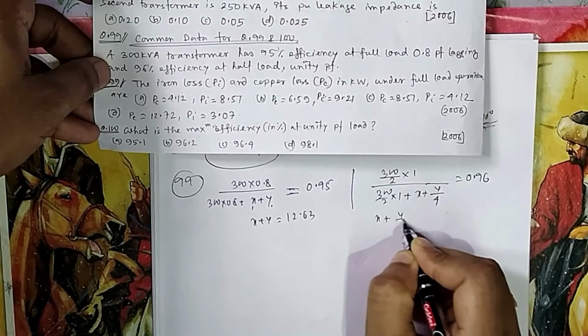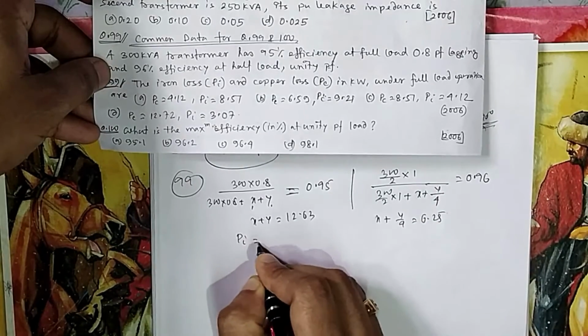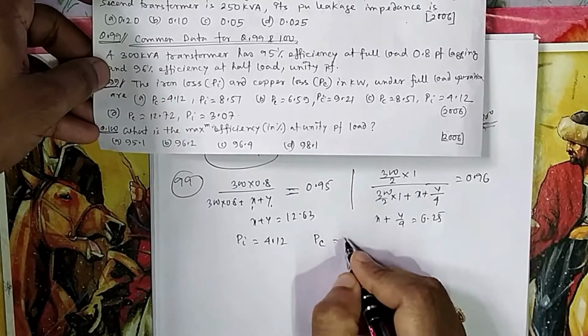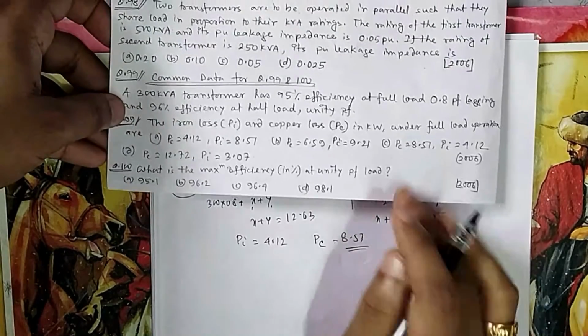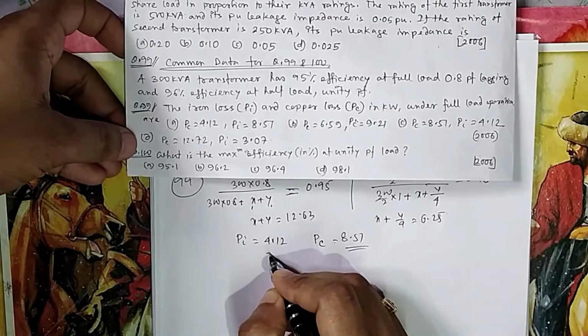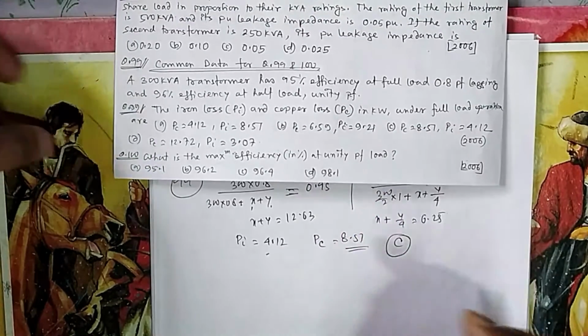And from here x plus y by 4 is equal to 6.25. If you solve this one, your iron loss will be equal to 4.12 and your full load copper loss, that is y, is equal to 8.51 under full load. So you can see your option, it is option C. Iron loss is 4.12 and copper loss is 8.51.